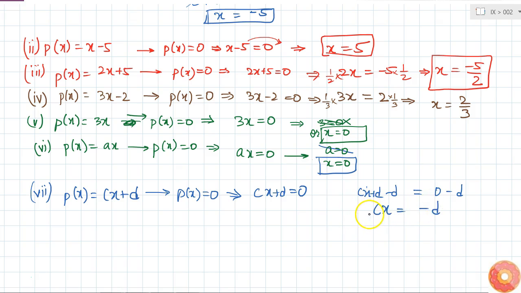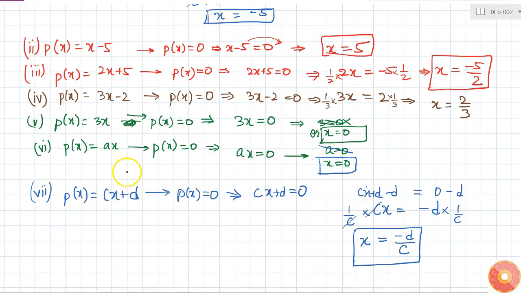Now I also know that c is not equal to 0. So if I multiply both sides by 1 by c, I can do this, right? Because c is not equal to 0. Then 1 by c into c will be equal to 1, so I'll be left with x on my left hand side. And what will be my right hand side? My right hand side is minus d by c. Therefore, x is equal to minus d by c is the 0 of this polynomial p of x is equal to cx plus d.